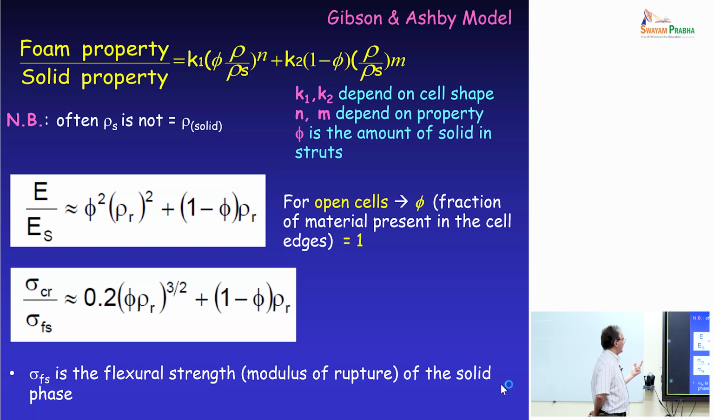With this formula, you can take into account both open and closed cells, and also foams that have an intermediate distribution of the material within the solid, within the volume. And you can see that there is a certain dependence of the elastic modulus and the compressive strength as a function of density and therefore of porosity.